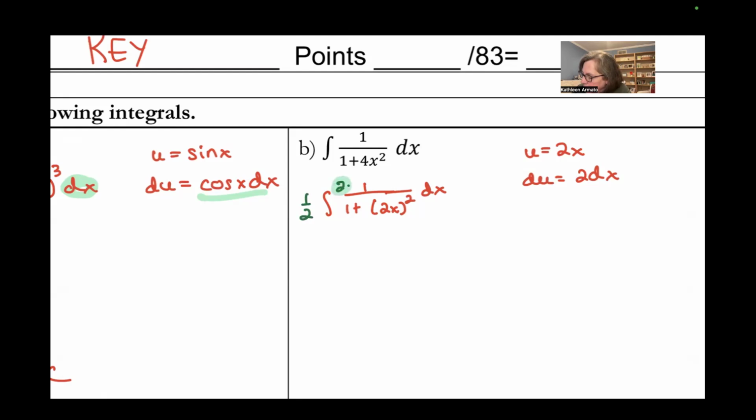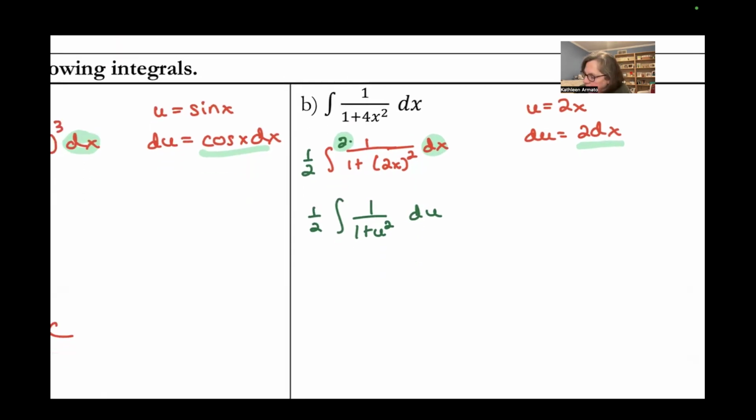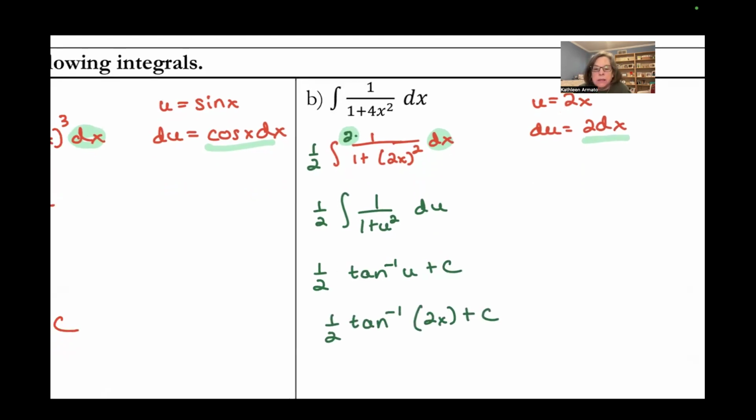All right, so that 2 dx becomes my du. The 1/2 needs to come along for the ride. The 2 dx is du, and the u is equal to 2x. So it's just 1 over 1 plus u squared. And that integral is arctangent of u. Then I need to put everything back in terms of x. So that would be arctangent of 2x plus c.